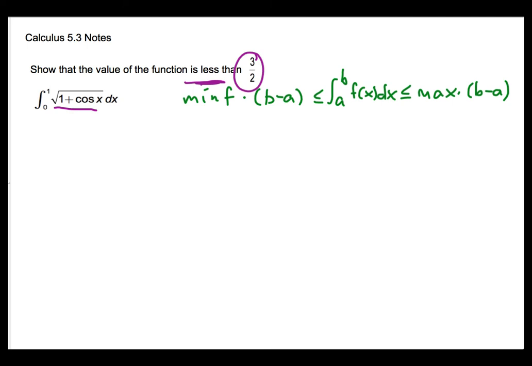We're going to take our integral from 0 to 1, and we're going to look at it like this, the square root of 1 plus cosine x dx. And we're just going to say that it's got to be less than the max value that this can be times b minus a. Well, b minus a is not too hard. That's going to be 1 minus 0.